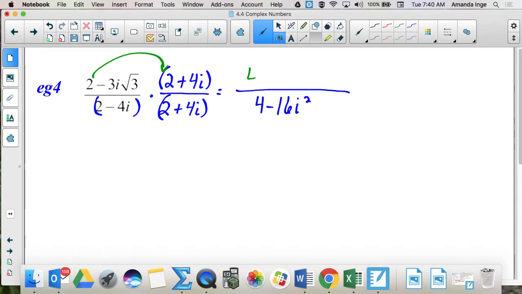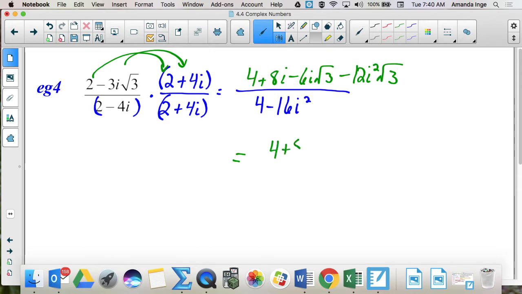We get 4 plus 8i. Then we get minus 6i square root of 3, then minus 12i squared square root of 3. In simplest form, this is 4 plus 8i minus 6i square root of 3 plus 12 square roots of 3, all divided by 20.